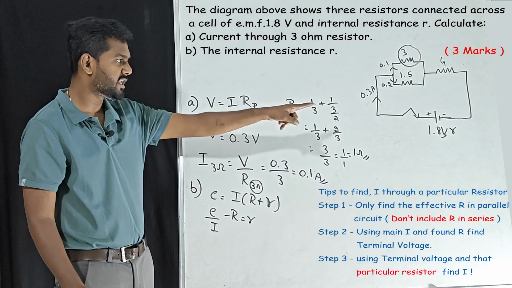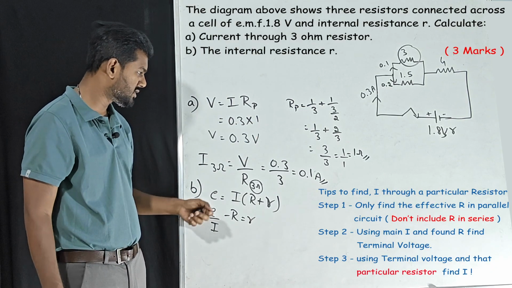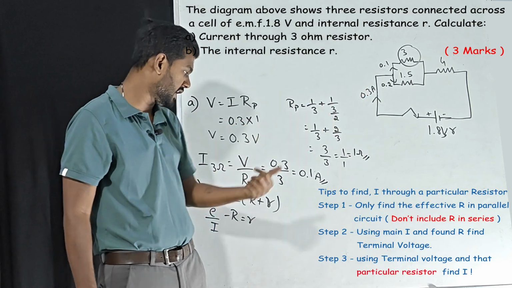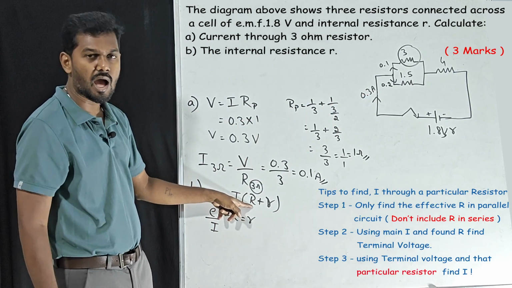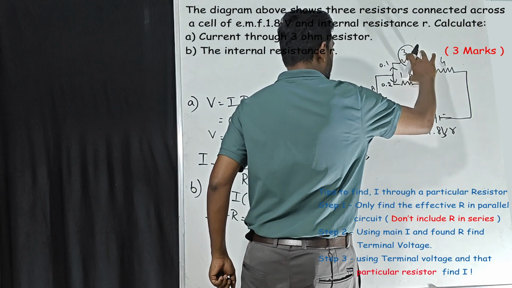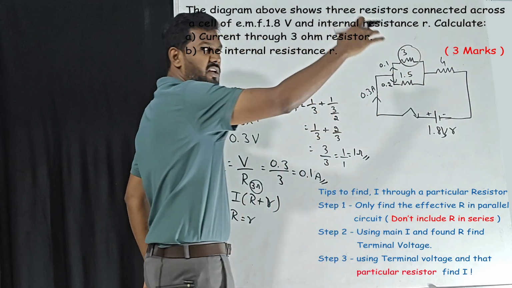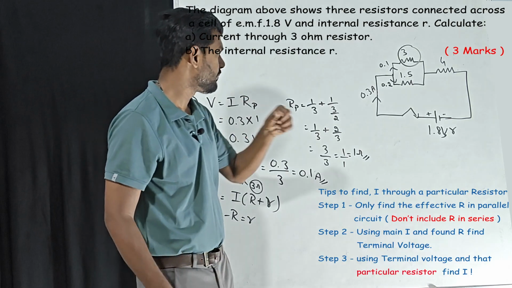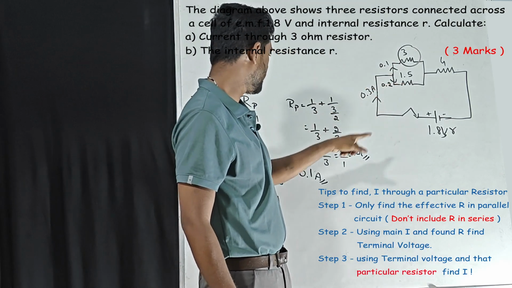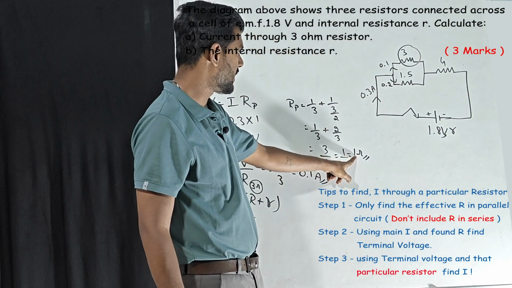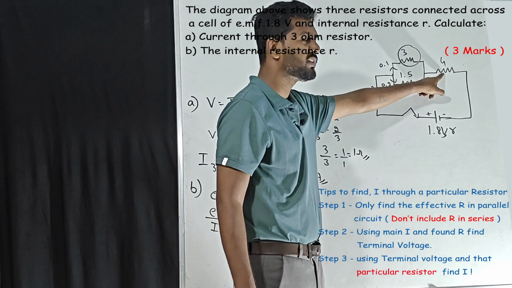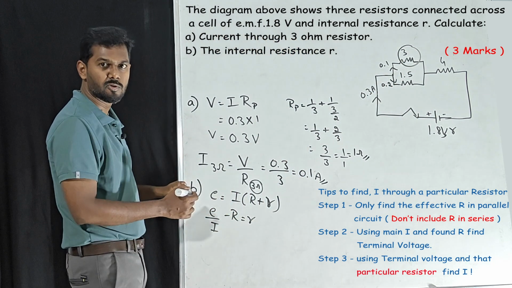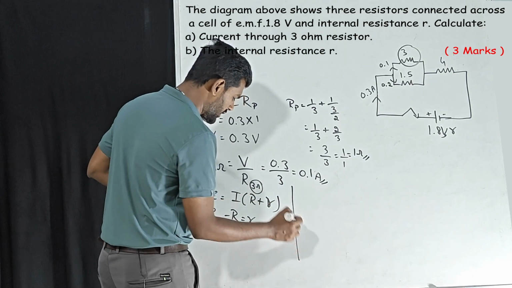E we know, that is EMF 1.8. I we know, I means current in the complete circuit, that is 0.3, that we know. Then R represents the complete external resistance, all the external resistance represents R. So here these two are in parallel. We know, we have found it earlier. So that is 1 ohm. 1 ohm is in series with 4 ohm, so that becomes 5 ohm. So R value will be 5. Now we'll substitute and get the answer.